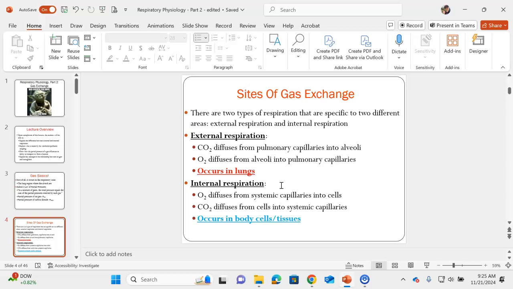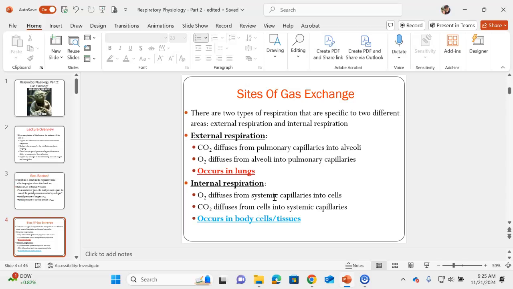Now, when that oxygenated blood makes its way to the tissues, the exchange occurring at that level, internal respiration, is the blood gives oxygen to the cells, and in exchange, the cells give CO2 to the blood. So again, gas exchange at the cellular level, which is internal respiration, is the blood giving oxygen to the cells, and in return, the cells give CO2 to the blood.